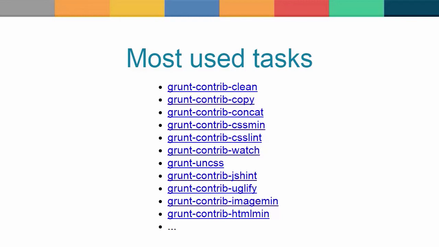Now that we have seen how to install Grunt, let's see some frequently used tasks. Grunt-contrib-clean clears files and folders. Grunt-contrib-copy copies files and folders. Grunt-contrib-concat concatenates files. And then we have cssmin, csslint, watch, and then we have grunt-uncss that removes unused CSS declarations from your project. JSHint that validates files with JSHint, imagemin that minifies PNG and JPEG images, and finally htmlmin that minifies HTML code.